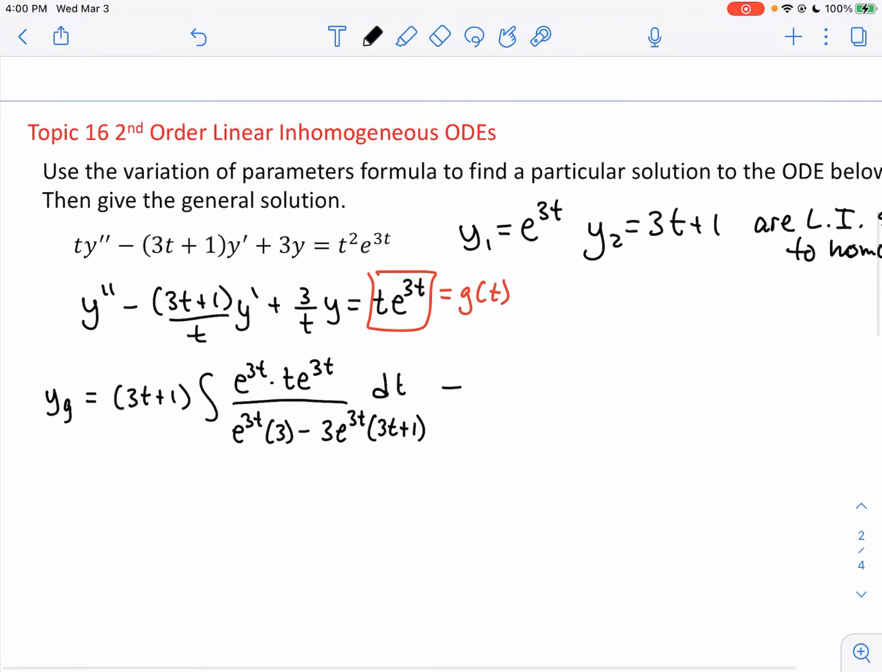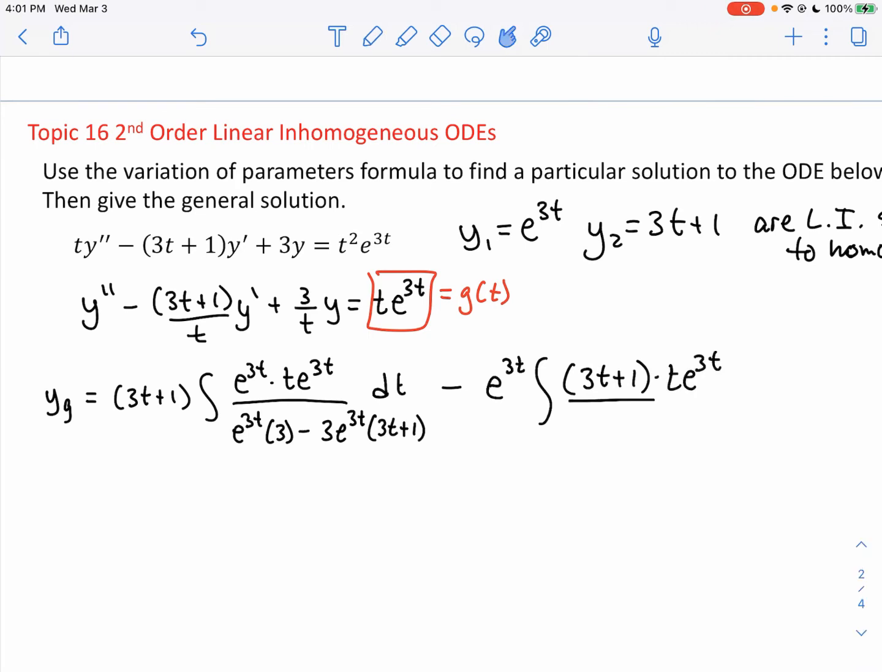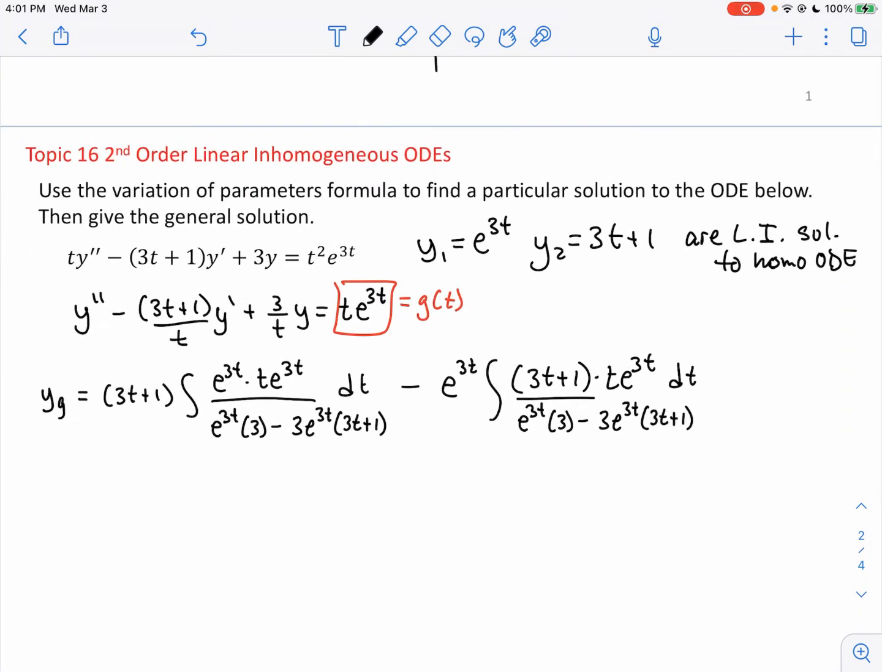The next denominator will be the same, but we're going to put the function y sub 1 as the coefficient of the integral. So there's y sub 1 times the integral of y sub 2, which is 3t plus 1, times the forcing function, which is t e to the 3t, all over the same denominator as before. So once you think about that correctly and do it correctly, you don't need to rethink it, just copy and paste it. dt. So we have to be able to complete these two integrals to find y sub g.